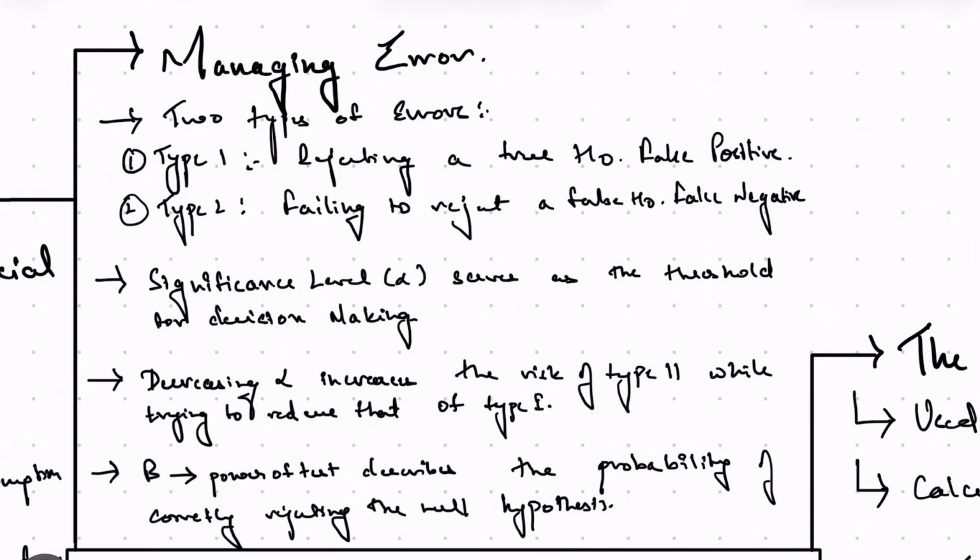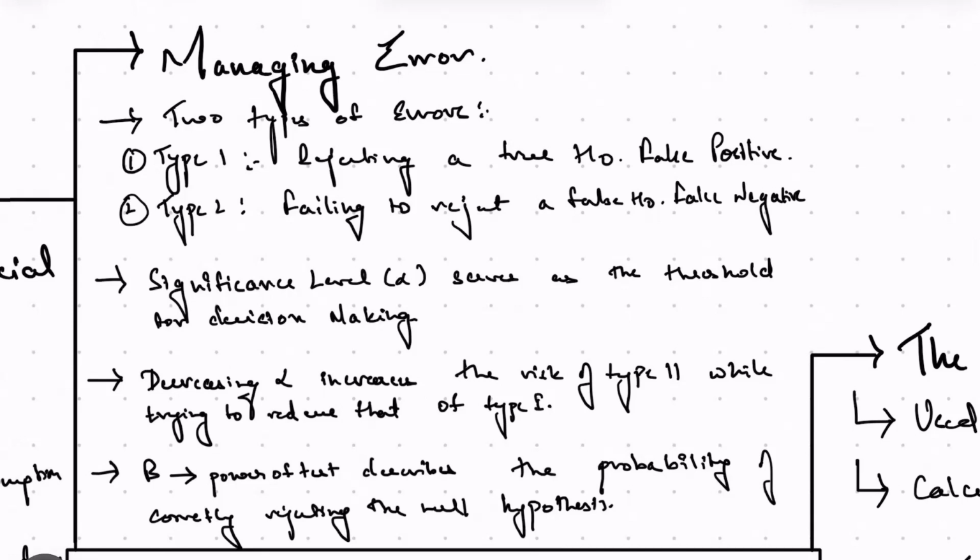Now, the next type of error, or the type 2 error, is a failure to reject a false null hypothesis. This is a false negative, like failing to identify a genuinely profitable strategy. The probability of a type 2 error is denoted by beta. The analyst must specify the significance level alpha before conducting the test. This value serves as the threshold for decision making. If the computed p-value is less than or equal to alpha, the null hypothesis is rejected. Conventional choices for alpha are 0.10, 0.05, and 0.01, representing a 10%, 5%, and 1% risk of type 1 error.